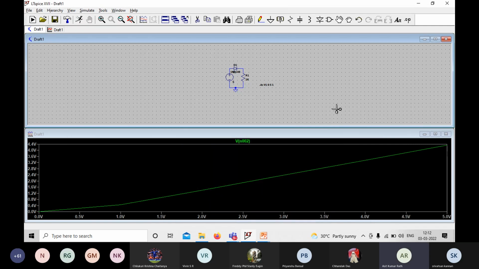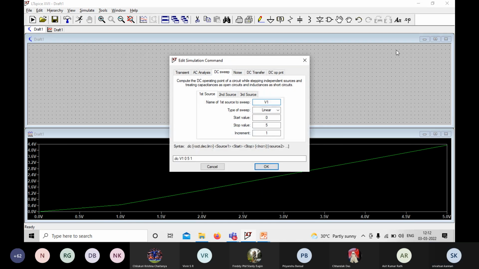So for the DC sweep, what is the start value? DC sweep. Start value 0. Stop value 5 volt, the maximum value of the x-axis, because we have given 5 volt, and an increment in steps of 0.1. Let us see what's happening.